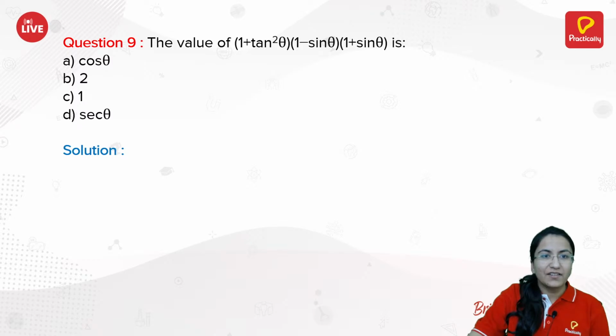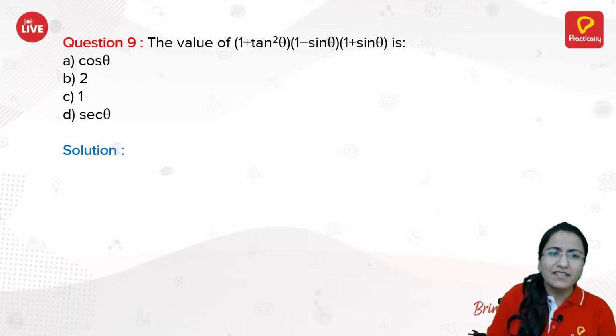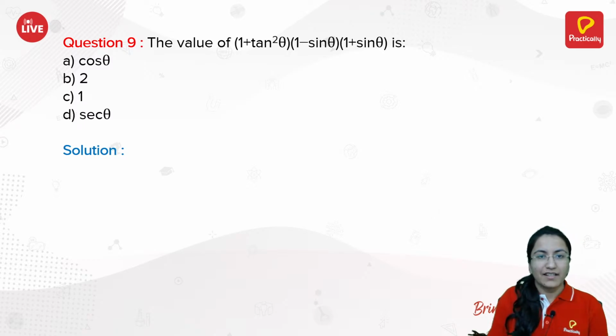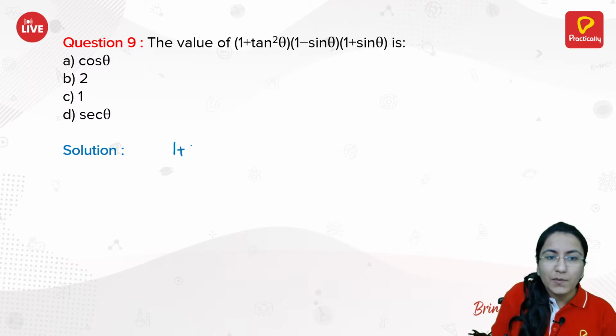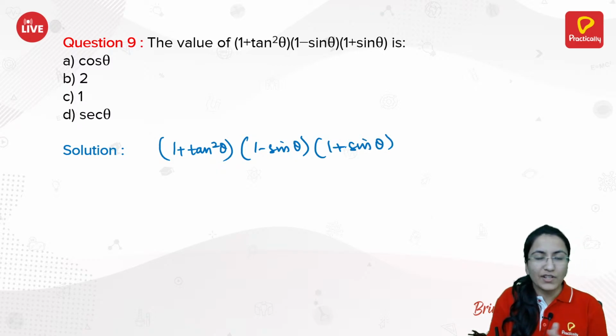Next question here you have related to trigonometry. Let's just solve this out. We just need to simplify it, right? So we have here 1 plus tan square theta into 1 minus sine theta into 1 plus sine theta. We have this expression in terms of theta to be simplified.